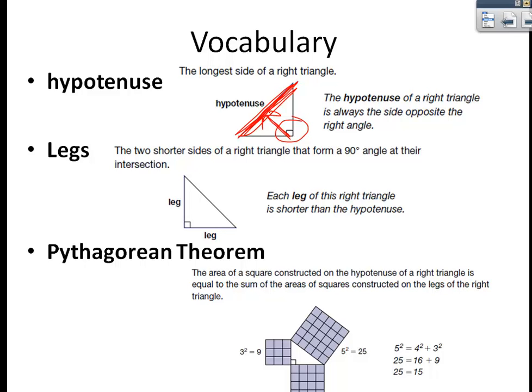And then the legs are what make up the right angle. The two shorter sides are the legs. And then the Pythagorean theorem itself says the area of a square constructed on the hypotenuse of a right triangle is equal to the sum of the areas of squares constructed on the legs of the right triangle. So we're going to learn this, right? It's going to be this plus this equals this. And that's the Pythagorean theorem.